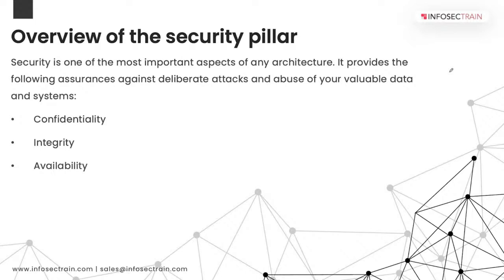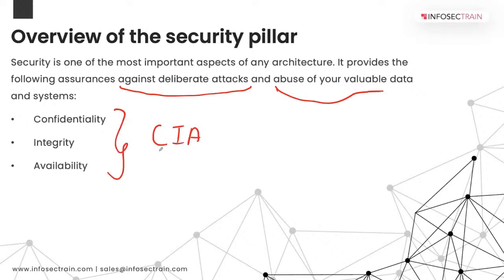Attackers will also be developing themselves, and our focus will be how to protect our security, our infrastructure, our architecture against those attacks. So security is one of the very important aspects of any architecture. It is going to give you the assurance that if there is any attack against your organization, any abuse against your valuable data, you can protect our CIA: confidentiality, integrity, and availability.